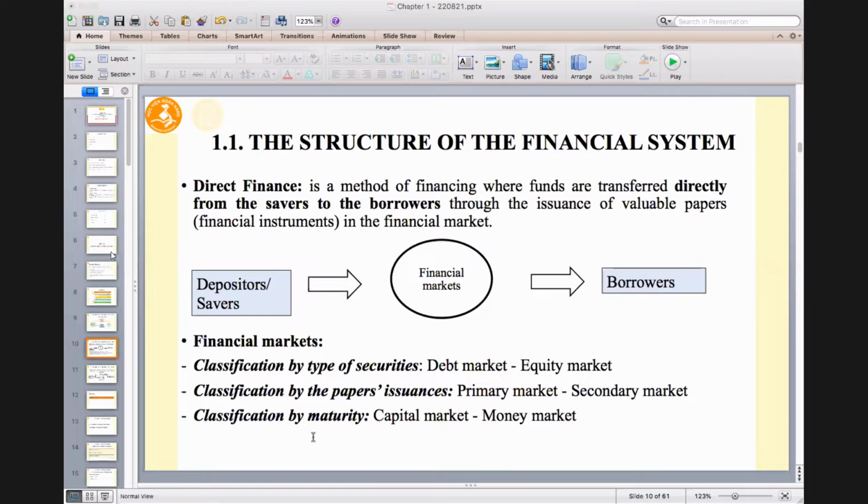Okay, the last classification: capital market and money market. Who knows? Dương Phương Linh, please.